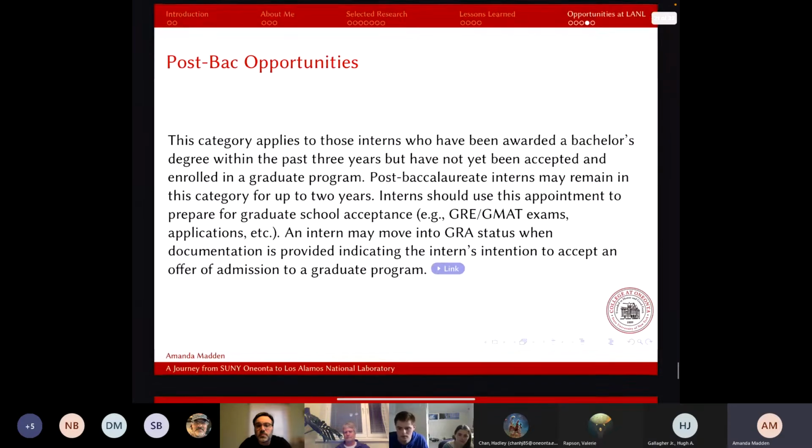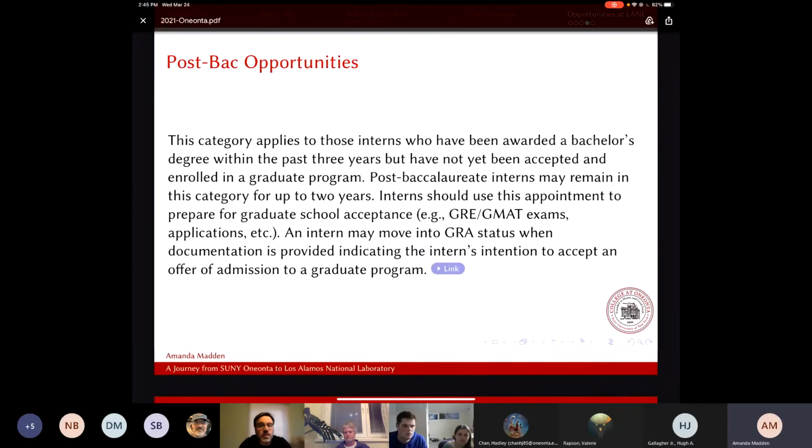Another thing that I thought might be of interest to this community is the Post-Bac Opportunities. And I just copied this text right from the webpage. These opportunities exist for those who have been awarded a bachelor's degree within the past 3 years, but they have not yet been accepted and enrolled in a graduate program. And the benefit of this is it gives you some time to get some real world experience while you're doing things like studying for your GREs and taking your GREs and preparing your materials to apply to grad school.